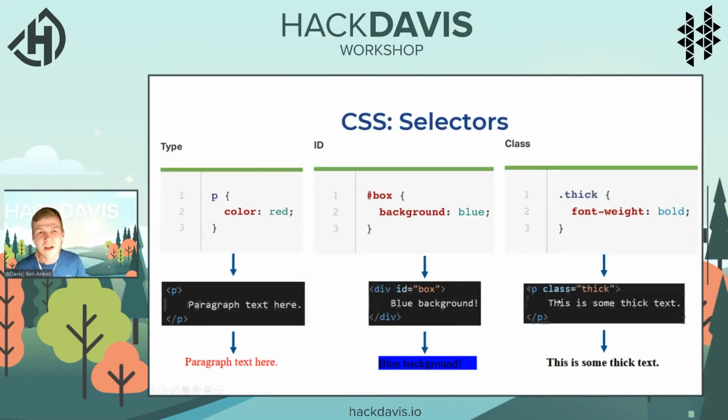And so how does CSS actually work? It uses these things called selectors. And selectors help you select the HTML elements that you want to style. And there's a few different ways to do it. So you can select by type, and that's the type of element. So for example, P refers to paragraph. And so in the first example, we're setting the color of all paragraphs to red. So every paragraph that we have on our page is going to be red.